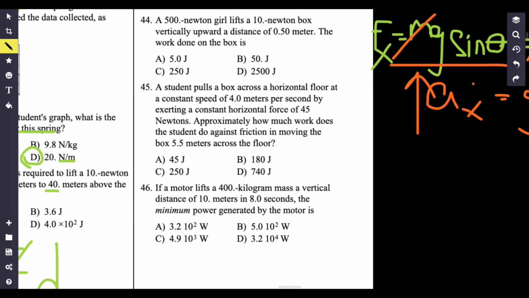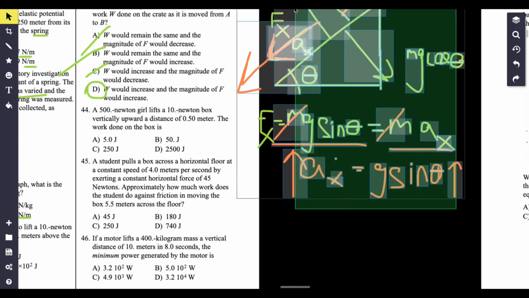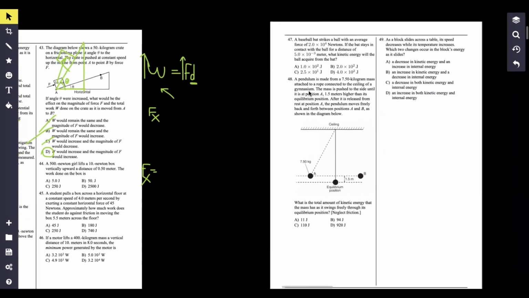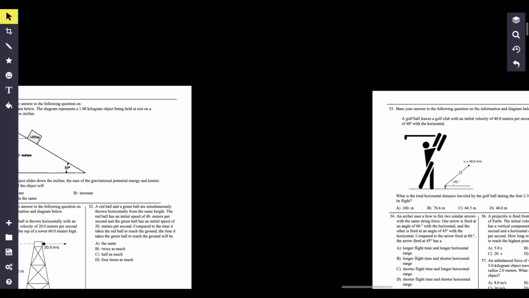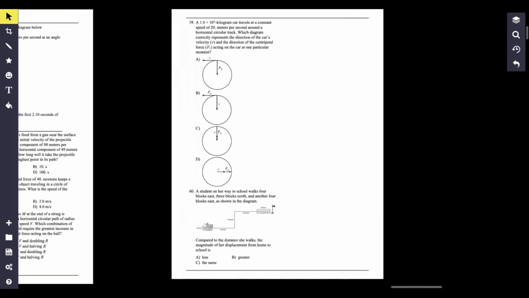A 44 Newton girl, or 500 Newton girl, lifts a 10 Newton. Actually, how many pages do I have left? I only have, yeah. Oh shoot, there's actually a lot of pages left.